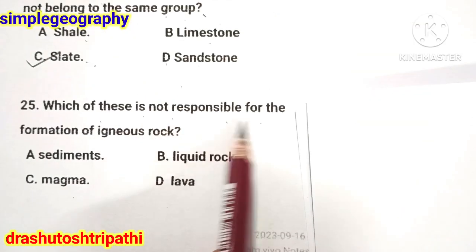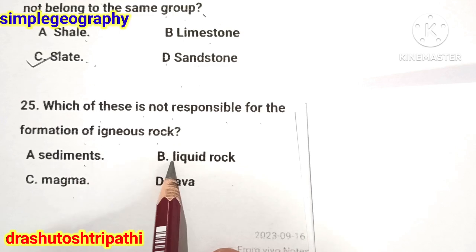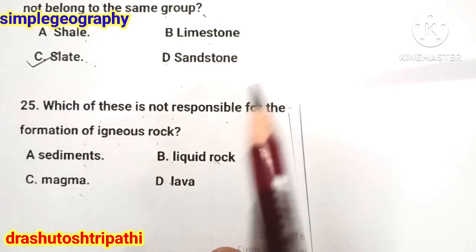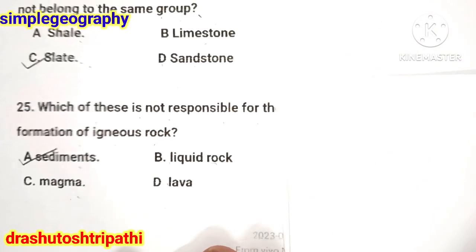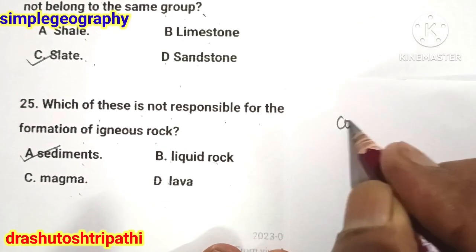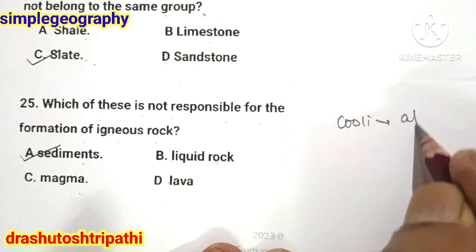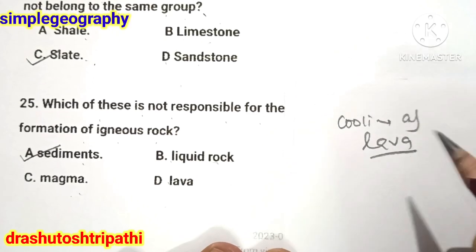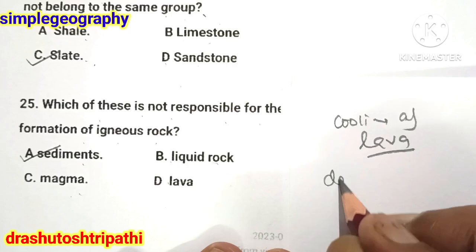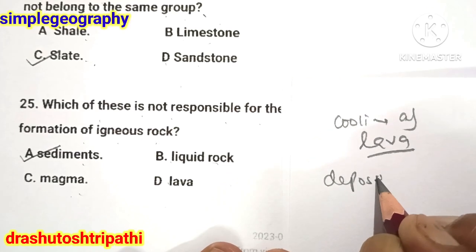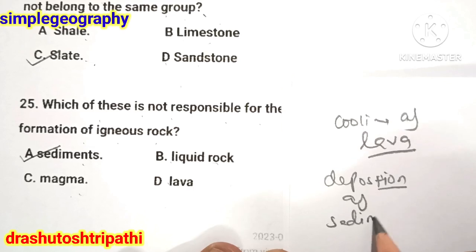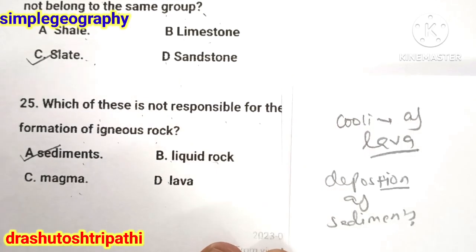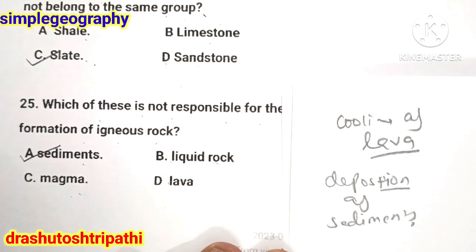Which of these is not responsible for the formation of igneous rocks: sediment, liquid rocks, magma, and lava? Very clear answer, that is the sediment. Sediment is a different type of rock compared to the igneous. Igneous rocks are formed by the cooling of lava, whereas the sedimentary rocks are formed by the deposition of sediments. So answer A is correct.